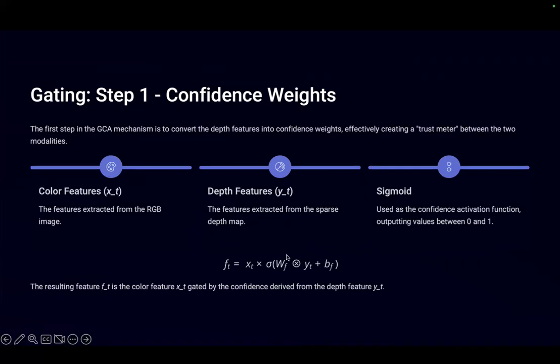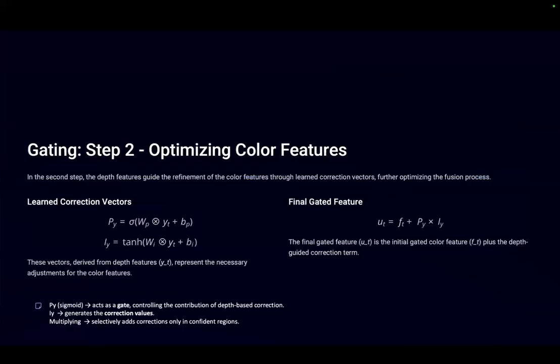So we'll use it for getting the correct YT, where the depth is confident, like the confidence score, and multiplying it with the XT, the color feature. So we'll get the vector, which is the combination of XT and YT, where the depth is confident, right? The second step is optimizing the color feature.